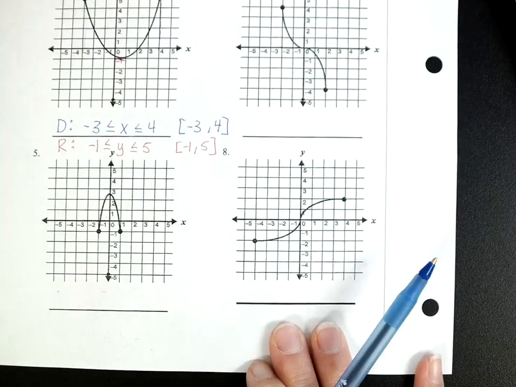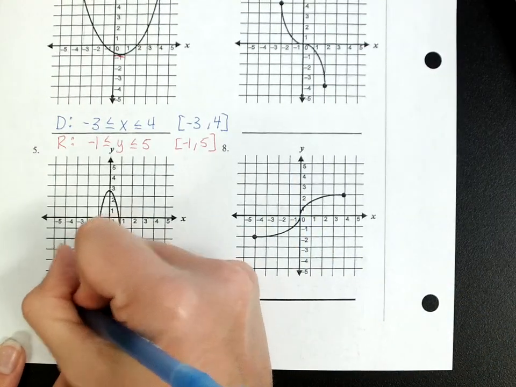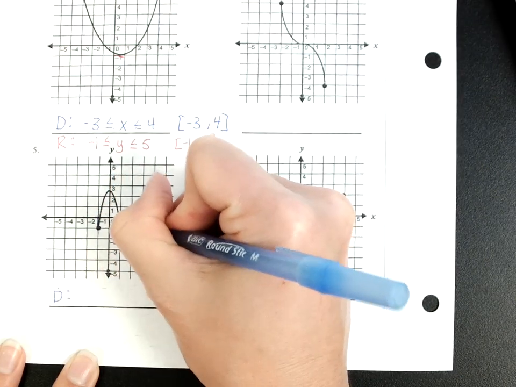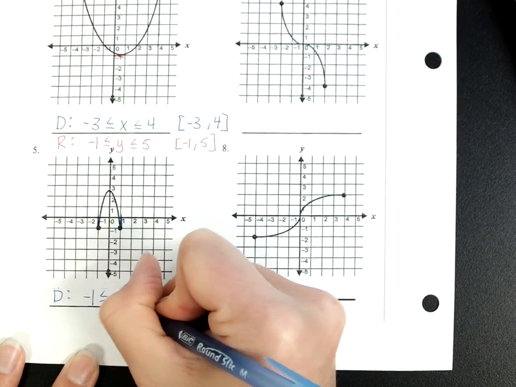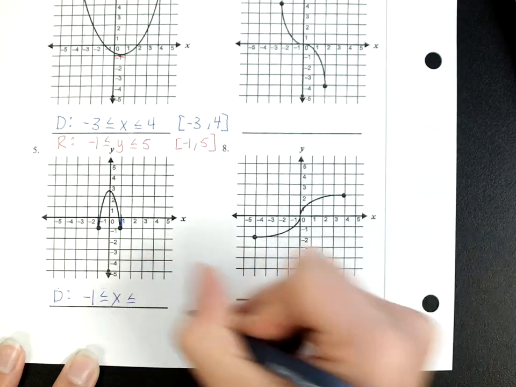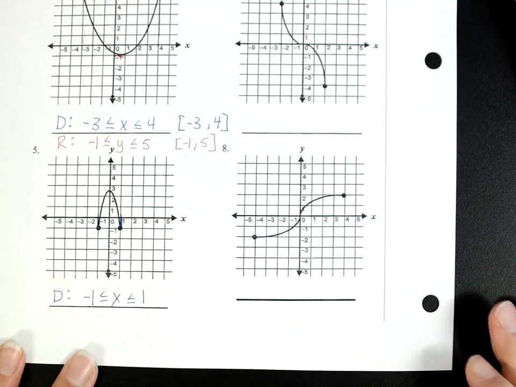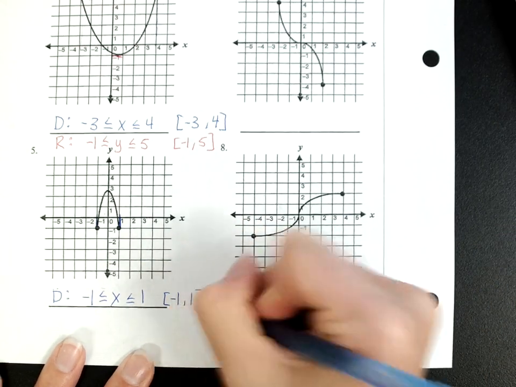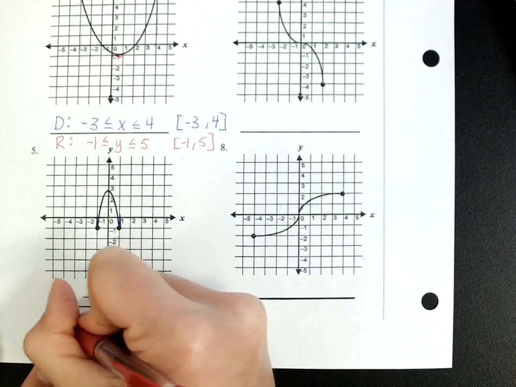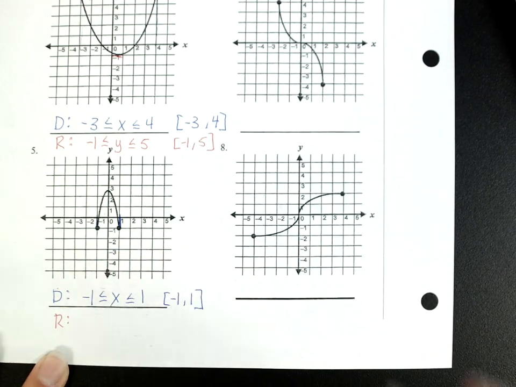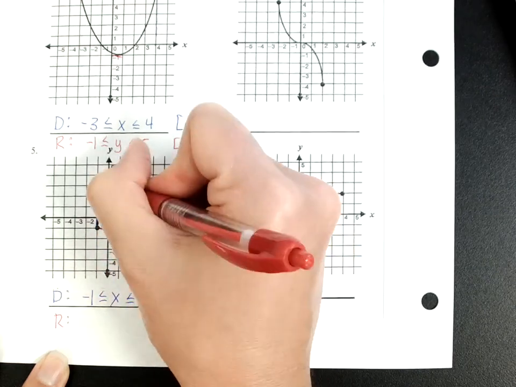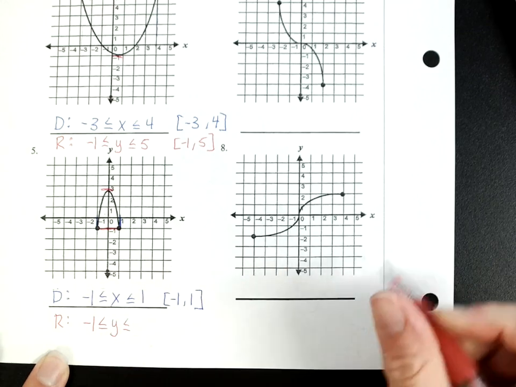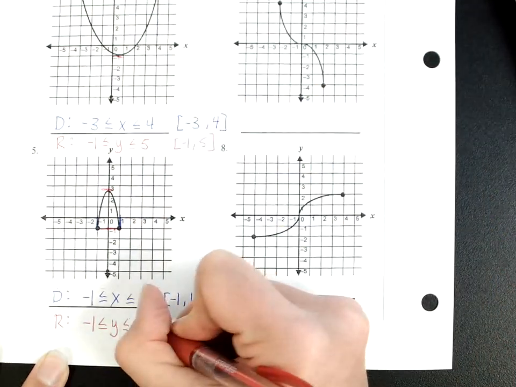Looking at problem number 5, domain, left to right. All of the examples on this page have had equal to places. Interval notation, range, bottom to top. We're going to assume that this is at 2.5, so I'm going to put 2.5.